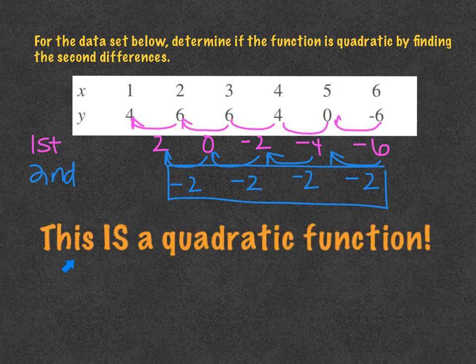And that's all for this video. In the next video, what we'll learn is how to take data once we've identified it as being from a quadratic function and use regression to find what that quadratic function is.